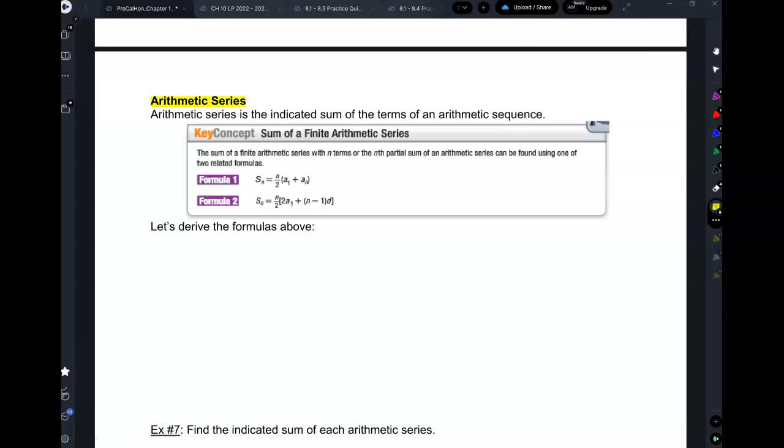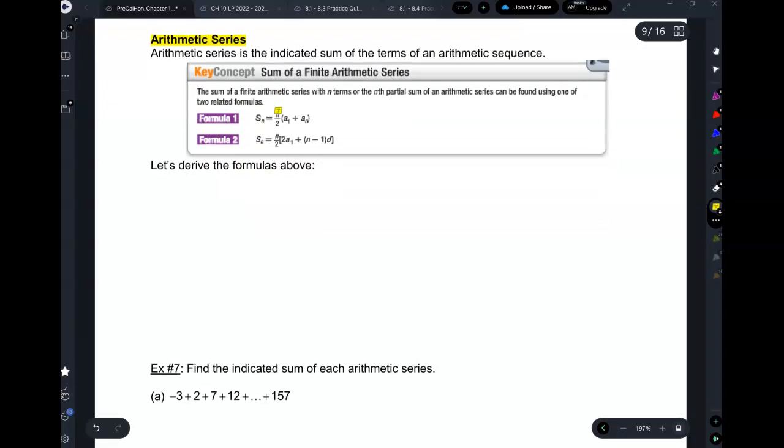Now, here are the formulas, which again, you have to memorize. These are the formulas for the sum of a finite arithmetic series. You have two versions of them. It's either this or this. But we're going to derive them, because why not? Okay, let's do this.